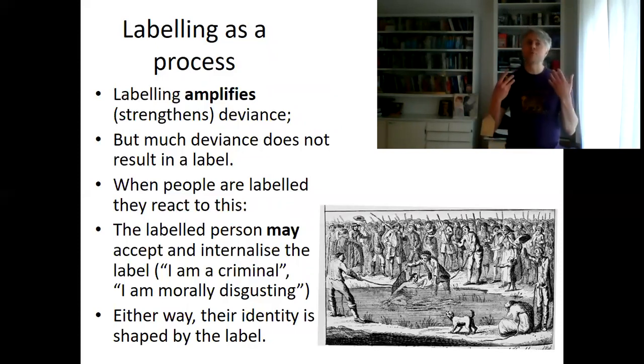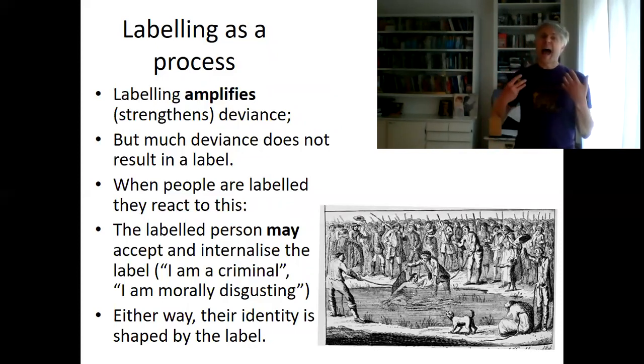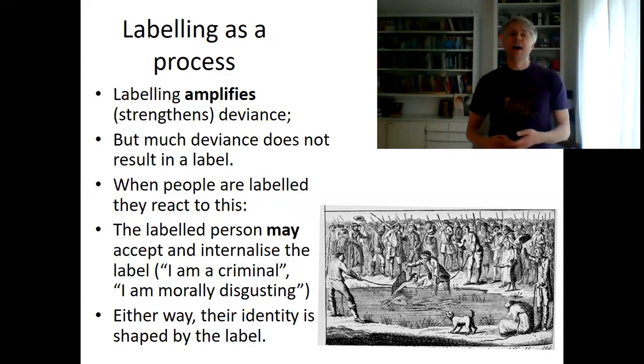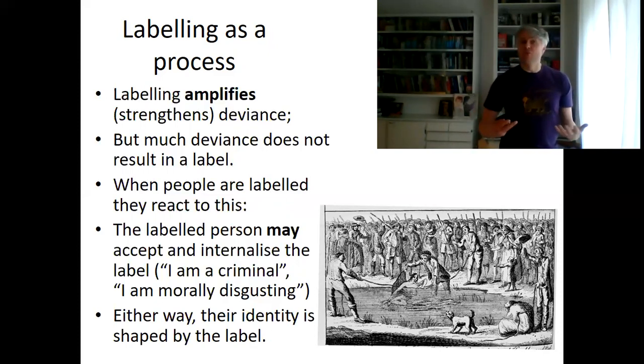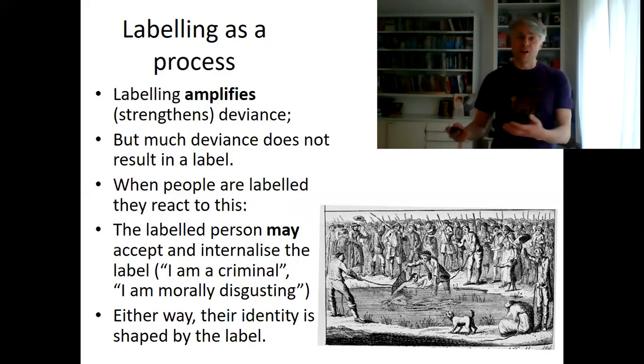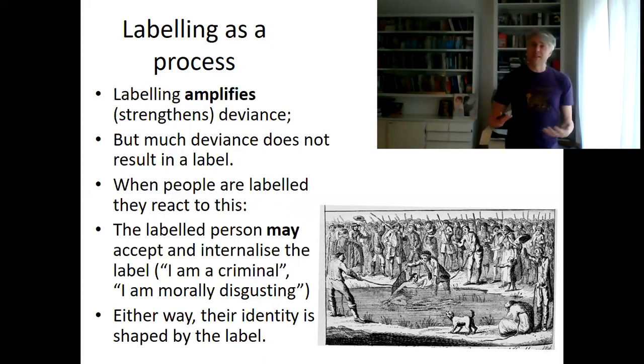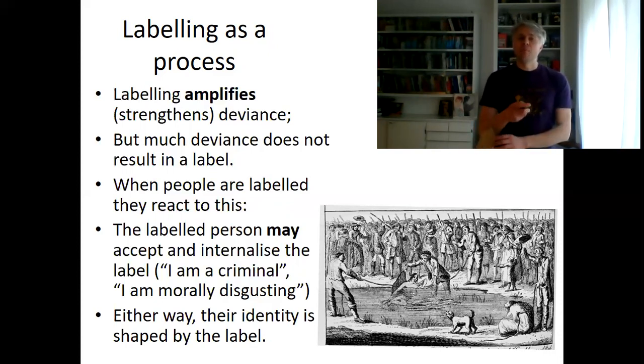Okay, so we're talking about a process which amplifies deviance. Much deviance doesn't result in labels. Some deviance does. When people are labelled, they react. They may accept it, they may reject it. Either way, that identity is shaped by their label.